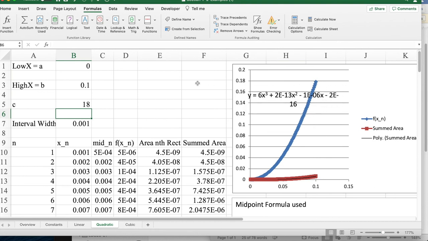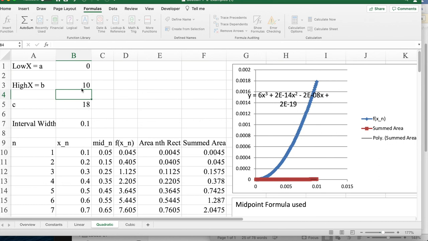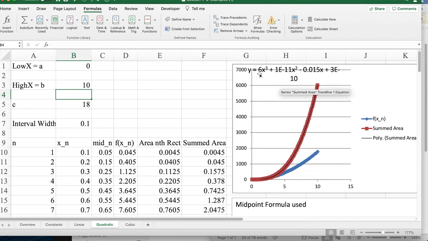Again, these are trying to be 0. If I make thinner rectangles, the coefficients of everything except the lead get smaller and smaller values. So what this tells us is that c over 3 x cubed does seem to be the area function for cx squared.